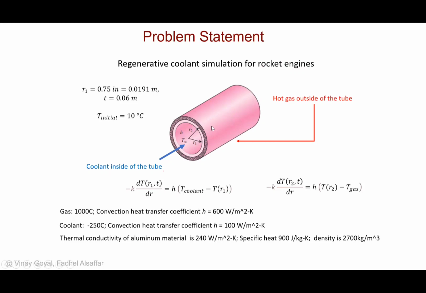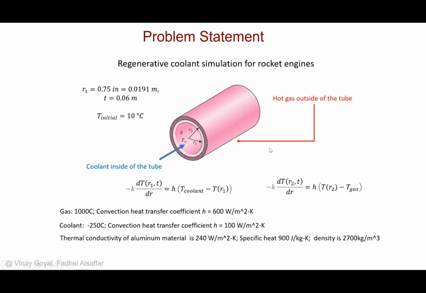We have the tube that's shown here, and the liquid propellant is passed through this tube. The surrounding of that tube is the engine chamber, which is subjected to hot gases and hot temperatures, and that's described by these values here of the temperatures and heat transfer coefficient. The temperature of the coolant, which will be going inside here, is negative 200 degrees Celsius. It's also given a convection heat transfer coefficient.